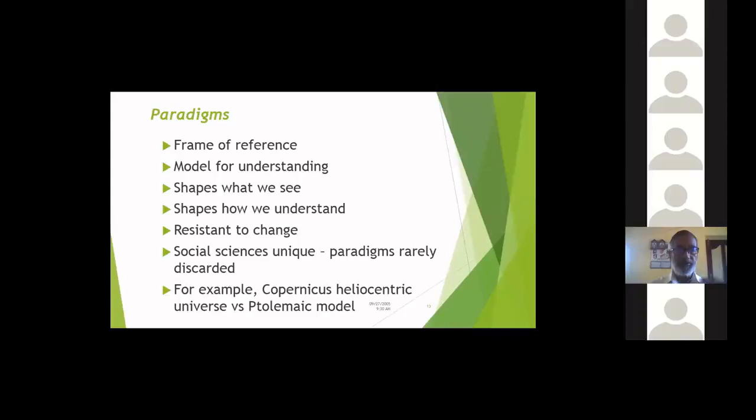There may still be some resistance in most of us, and we don't want to leave some part of it, because they have become some part of us that we don't want to leave. But anyway, in social sciences, paradigms are rarely discarded.